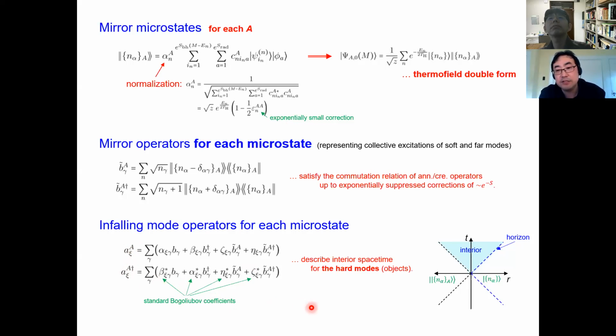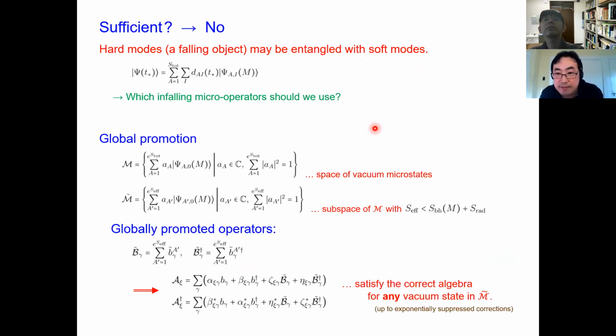Okay. So at this point, you have operators for any microstate A, which make the state look exactly like the thermofield double state. This is a hard mode in the zone, and that's its pair, the mirror, and then you can just write down the interior operator. Is that sufficient? Actually, no.